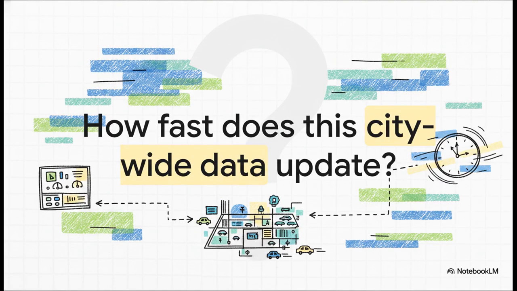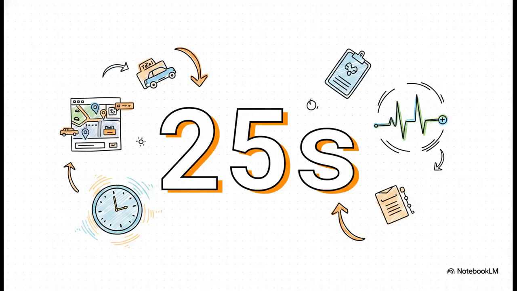But here is the really big question. When you are managing thousands of dynamic data points across a sprawling, complex city like Rome, how fast does this massive amount of citywide data actually need to update? Think about it. To be effective at all, a central dispatcher cannot rely on information that's even a couple of minutes old. The streets just change entirely too quickly for that. Well, the answer is 25 seconds. No way, right? Just 25 seconds.